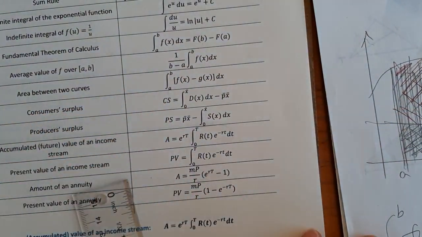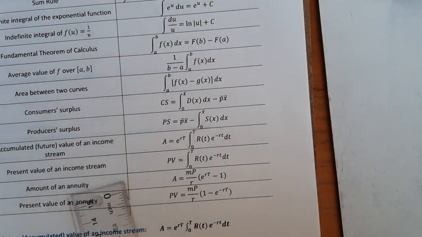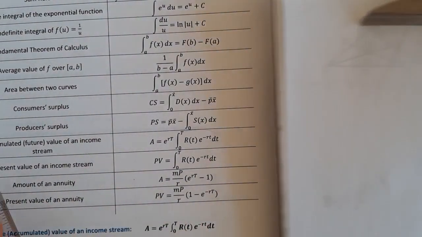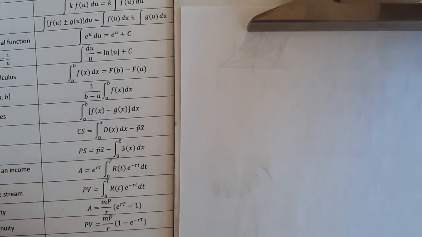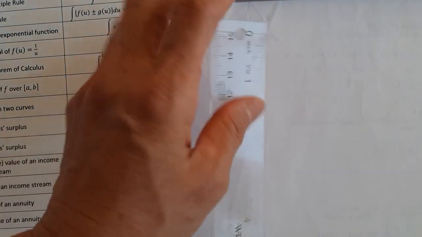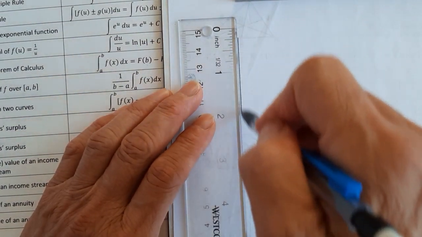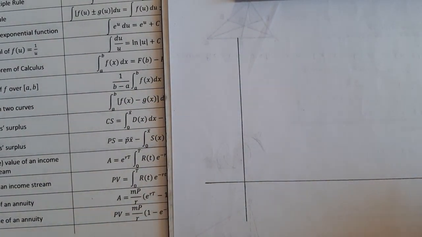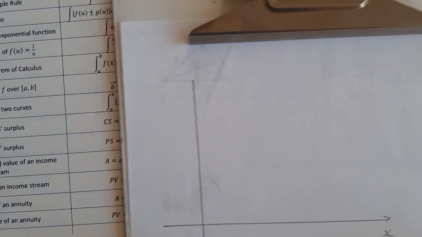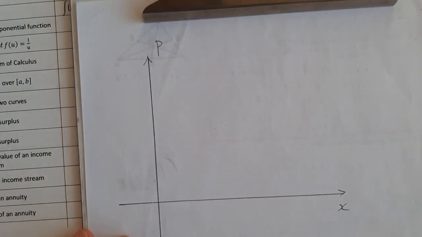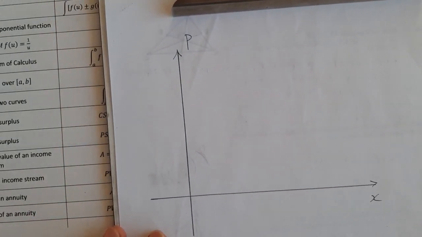Then consumer surplus and producer surplus. The consumer function is a decreasing function. The producer supply function is an increasing function. This is x, how many units, x units, and this is p, the price per unit.